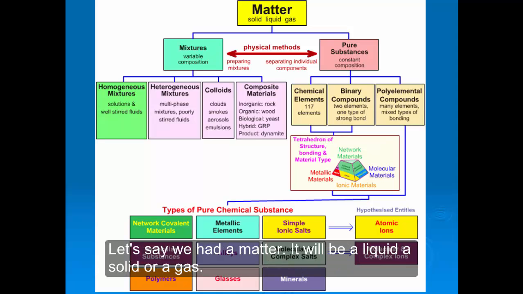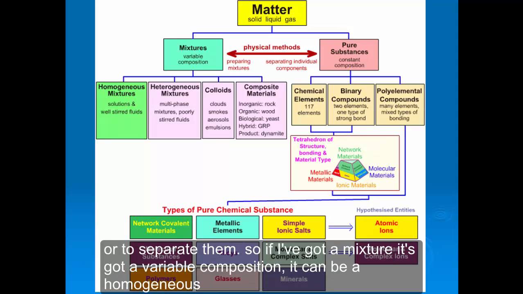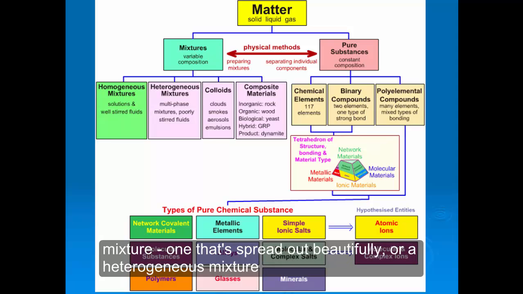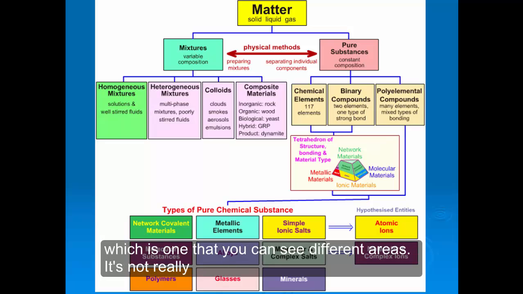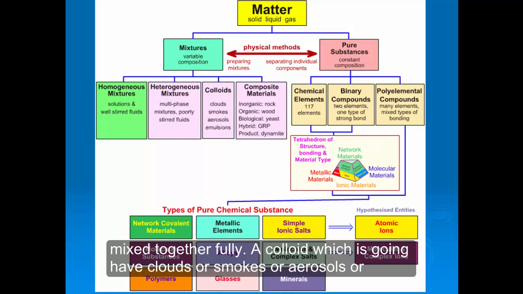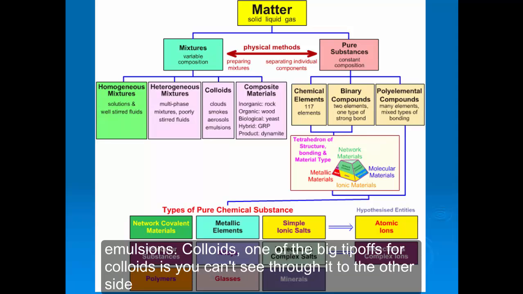So let's say we have a matter. It'll be a liquid, a solid, or a gas. And I can use physical methods to prepare your mixtures or to separate them. So if I've got a mixture and it's got a variable composition, it can be a homogeneous mixture, one that's spread out beautifully, a heterogeneous mixture, which is one where you can see different areas. It's not really mixed together fully. A colloid, which is going to have clouds or smokes or aerosols or emulsions.